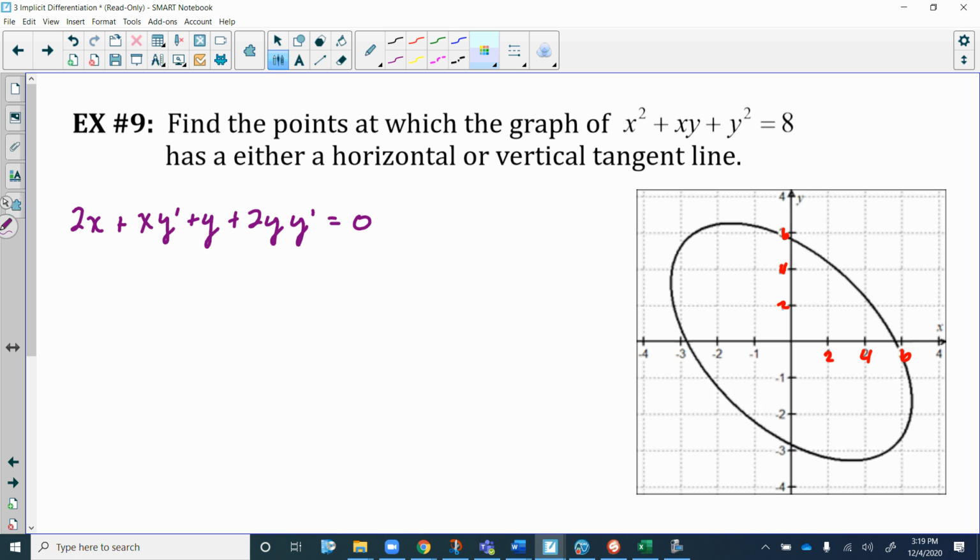Again, we're going to factor out the y prime terms. So y prime will give me x plus 2y. And simultaneously, I'm going to move the non-y prime terms to the left side, so that'll be negative 2x minus y. And so y prime, in this case, is going to be negative 2x minus y divided by x plus 2y. So that's the expression of the derivative.